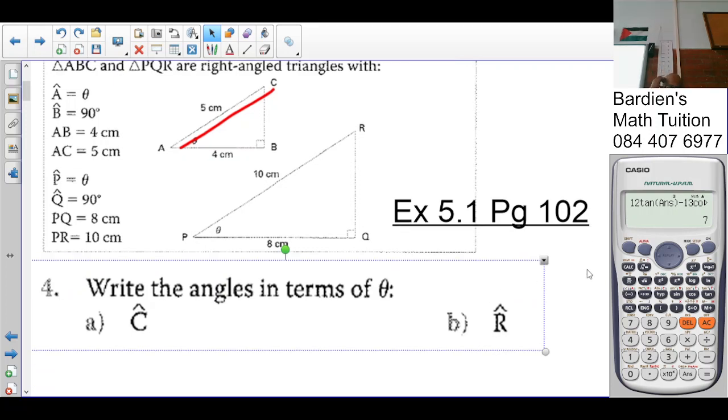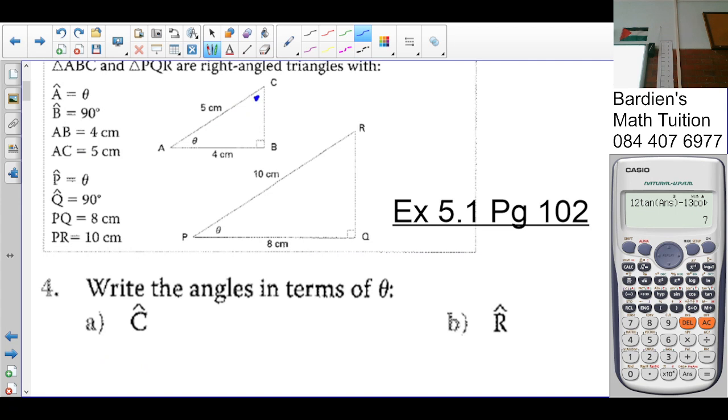Right. Write the angles in terms of theta. So answer that question for me quickly. You know what to do at least. So you say, remember angle C. That's angle C here. So what do we say? Angle C plus theta plus 90 equals 180. Did you make angle C the subject of the formula?